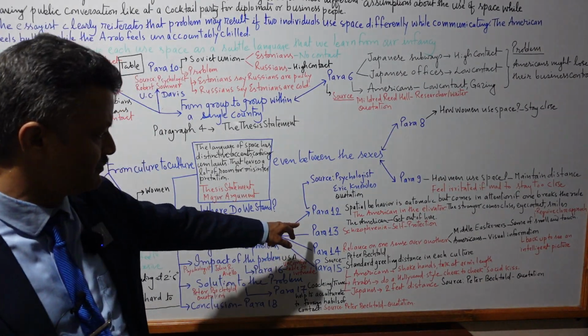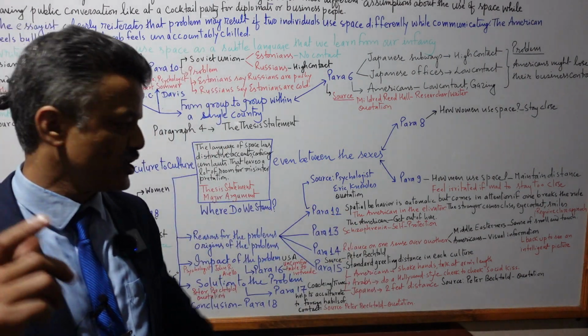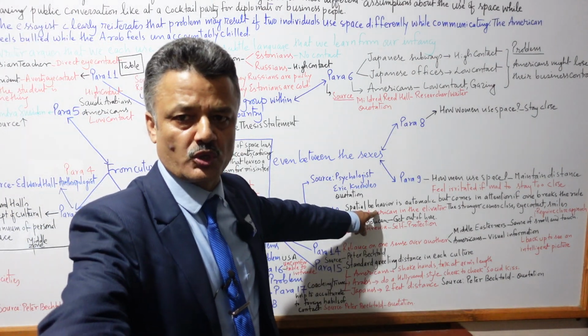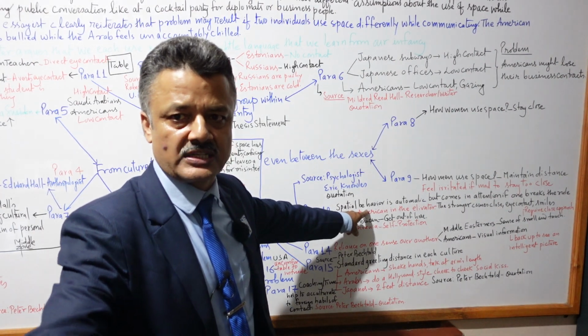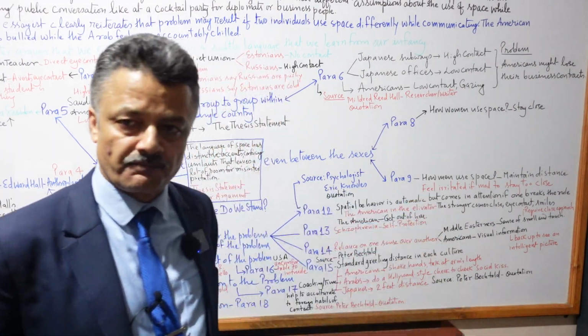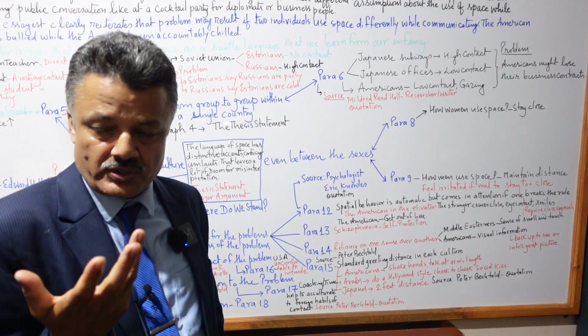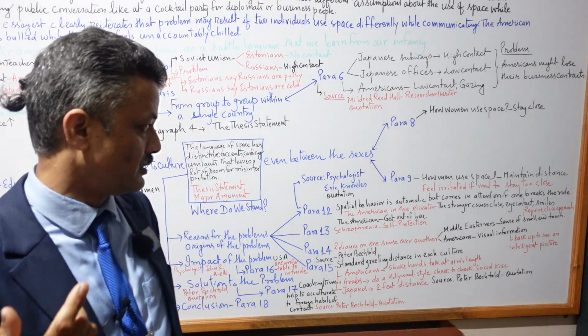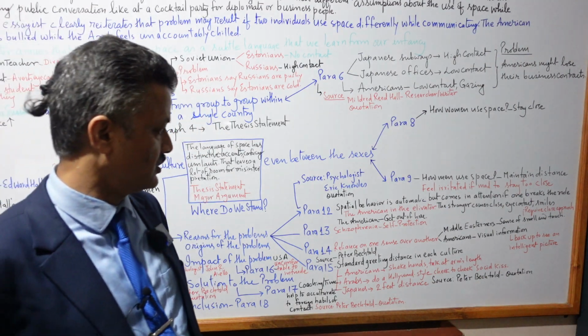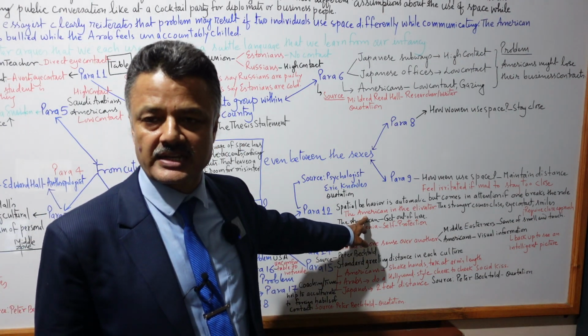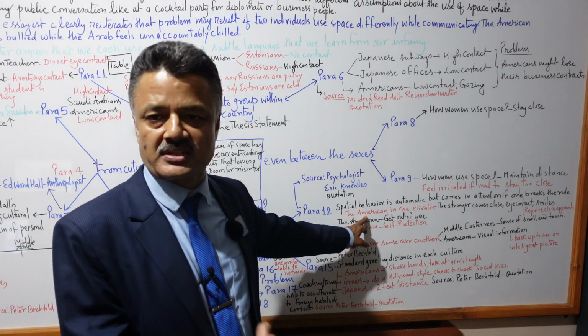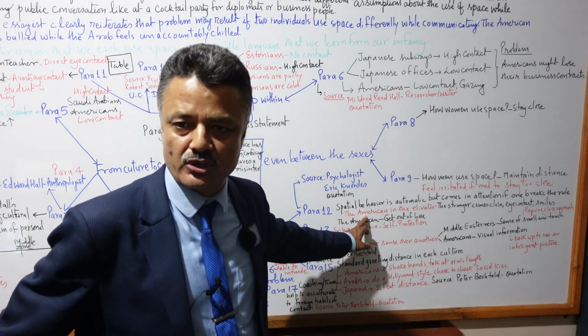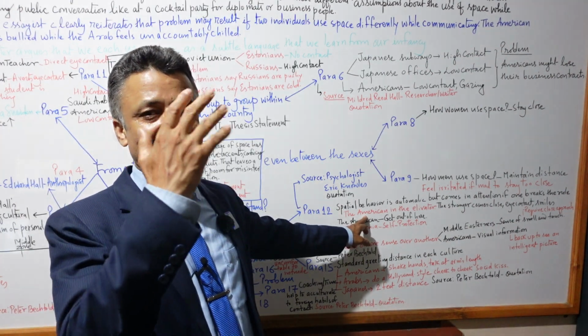paragraph 12, she says that spatial behavior is automatic, and when someone breaks the rule, people focus and become alert, right? And she gives an example of how, when an American gets into an elevator, the first thing the American does is go to the corner and look at the ceiling.